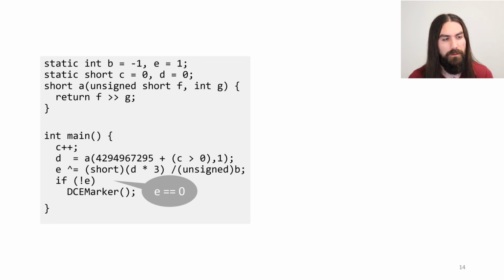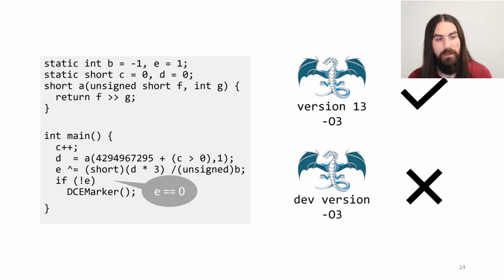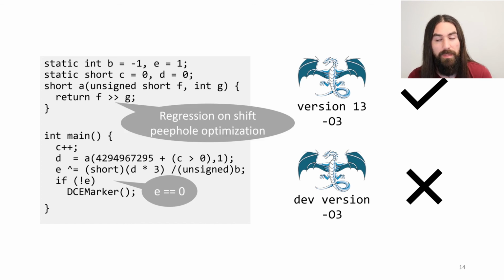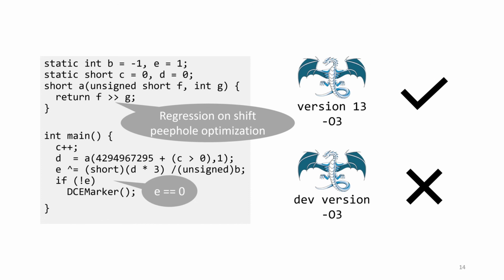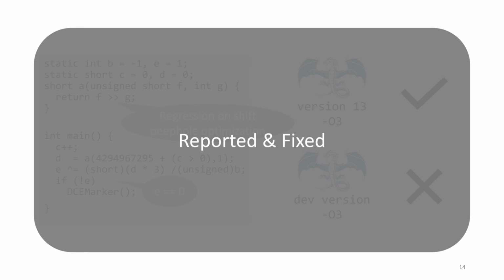This piece of code contains a lot of complicated arithmetic, but the important part is that variable e, after all this arithmetic, is equal to 0. And indeed, version 13 of LLVM at O3 could eliminate it, but the development version at some point lost the ability to do so. And here we demonstrate also that our approach can find regressions using a single compiler at different versions, either different major releases, or we can compare a major release against the development version. And what happened was that there was a regression on peephole optimizations on shifts. So a change that was supposed to introduce more optimizations on shift operators actually introduced this. We reported this, and it also got fixed.